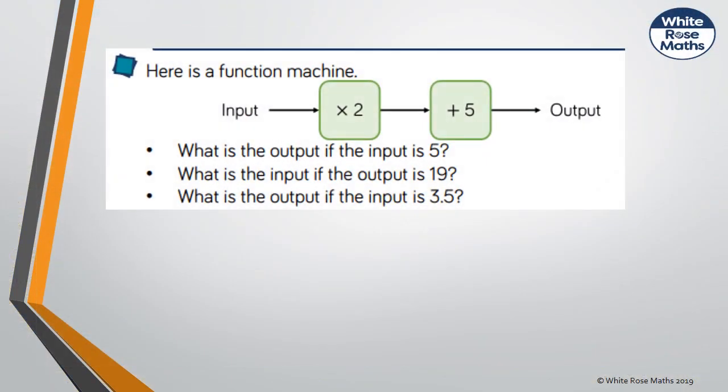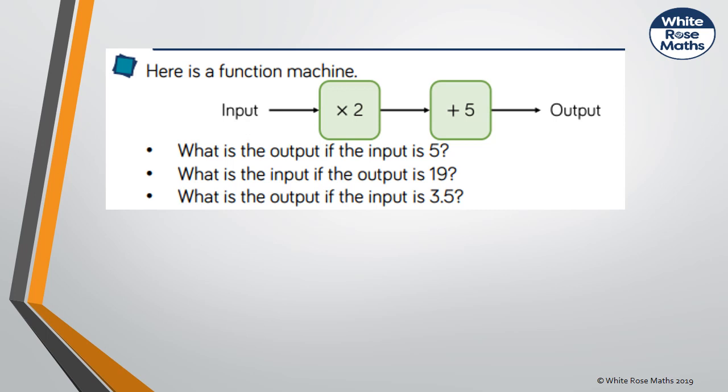Here is another function machine, albeit not as fancy. In this function machine, we have multiply by 2 and add 5. So if the input is 5, what will the output be? If the output is 19, what will the input have been? And if the input is 3.5, what will the output be? I'd like you to pause the video here whilst you answer the questions shown on screen.